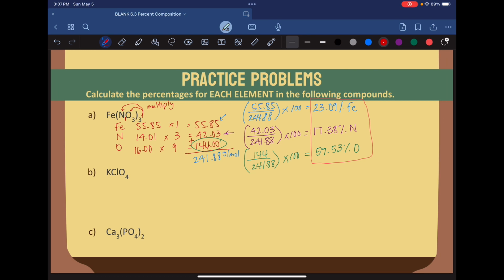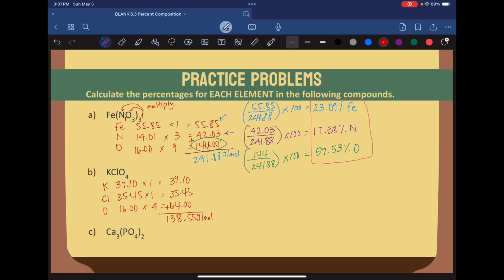Potassium, chlorine, and oxygen. So potassium is 39.10, and they only have one of them. Cl, which is chlorine, 35.45, and I have 1. Oxygen, there's 4 of them. So 16 times 4 is 64. And you want to add all of these together, and you'll get 138.55. And that's the molar mass.